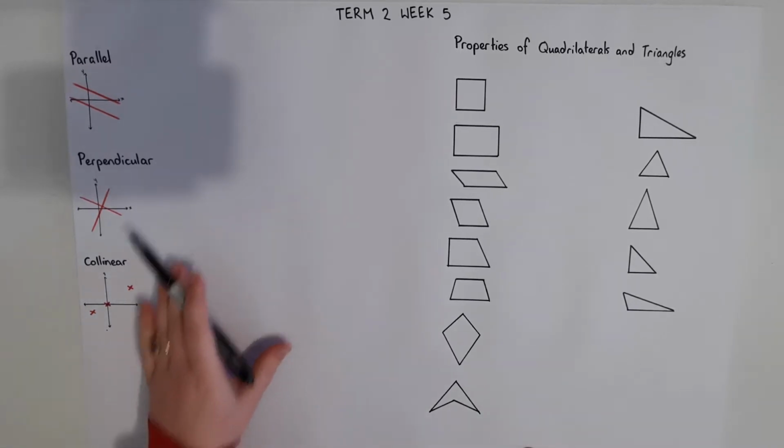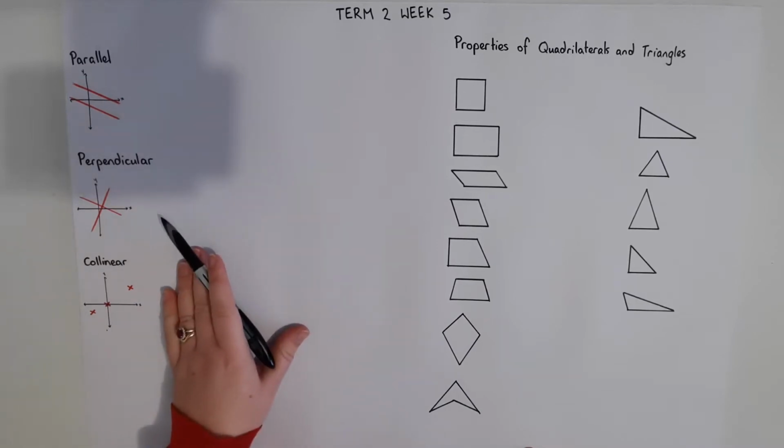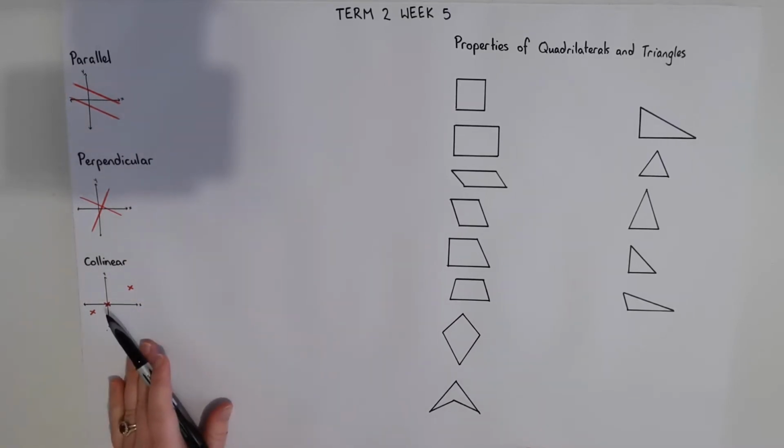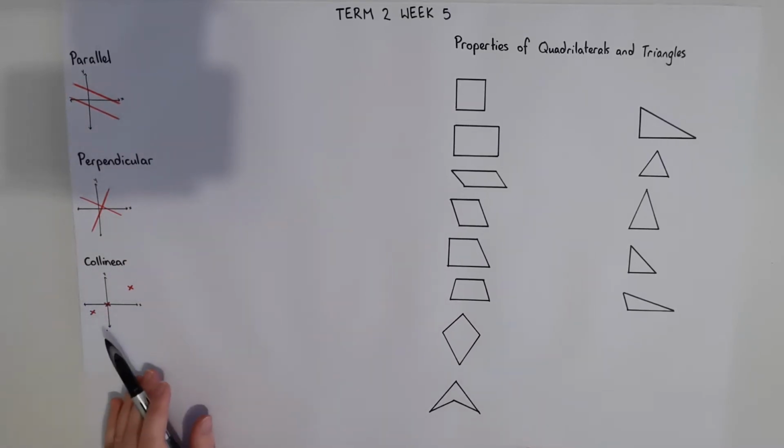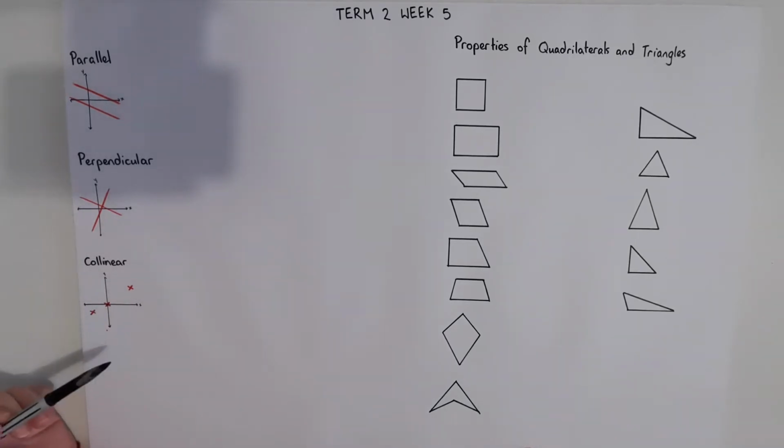So, to start with, parallel and perpendicular lines. Collinear means that they are on the same line. These are 3 things that you might be asked to prove when you're given a set of coordinates or points on a graph or line segments. So, let's look through this.